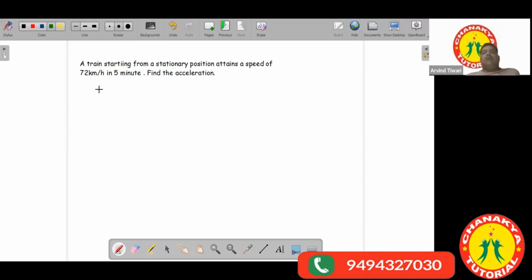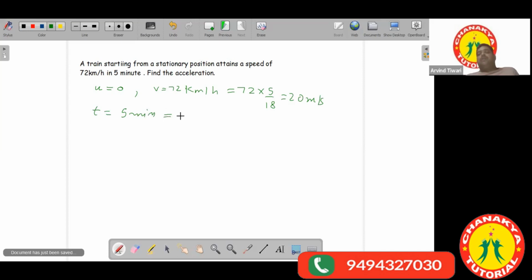So let's check. We have here initial velocity as 0 since the train starts from rest. Final velocity we have 72 km per hour, so this should be converted to meter per second. 72 converted to meter per second would be 72 multiplied by 5 over 18, so you get 20 meter per second. Now you just need to convert the time. Time is given as 5 minutes, and 1 minute equals 60 seconds, so 5 minutes would be equal to 300 seconds.